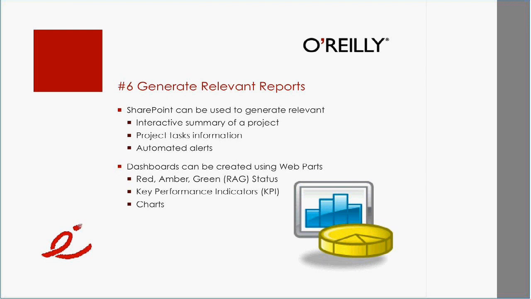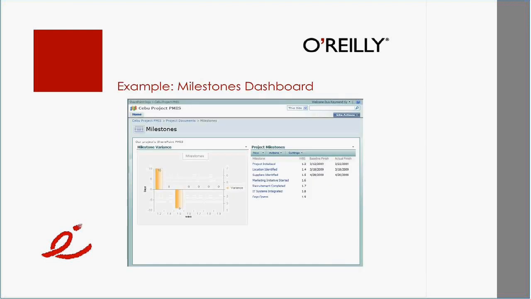Let's see here. So here's an example. And again, no programming required. On the right side, I have what's called a project milestones list, where I have all the milestones. I have the baseline, when I planned the task or the milestone to be achieved. And then I have the actual finish, when we actually achieved it. And what I did is I tied it to what's called a chart web part.